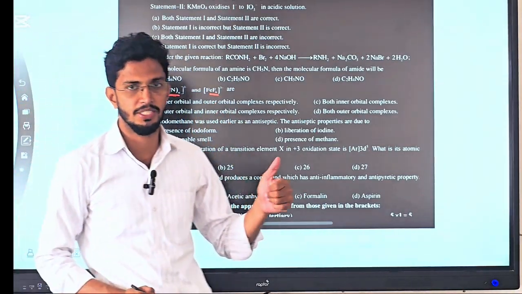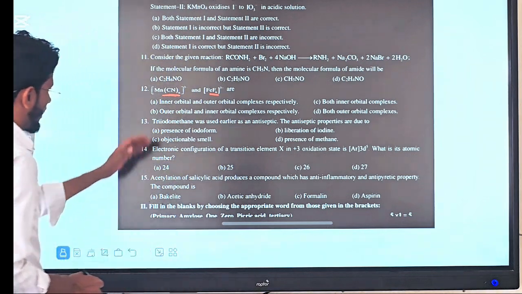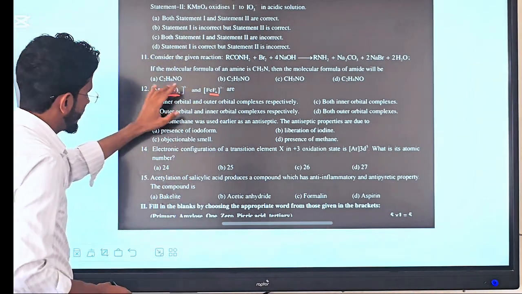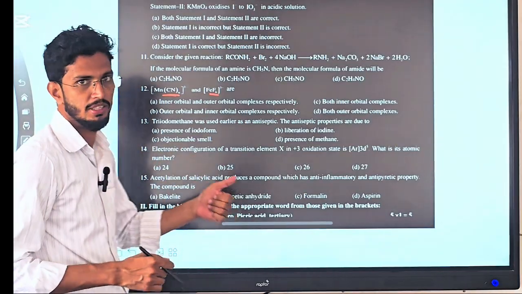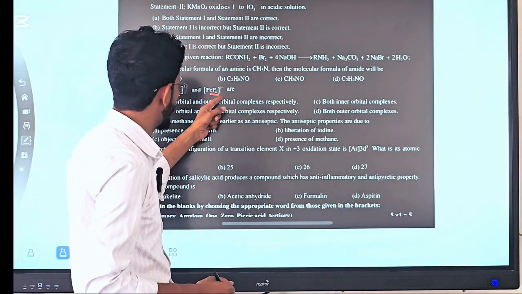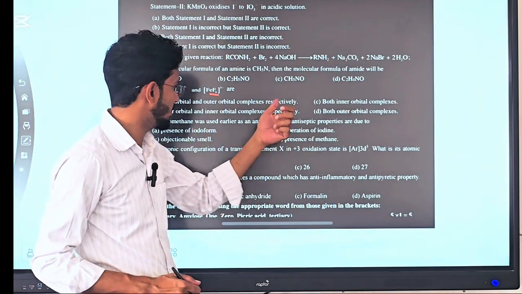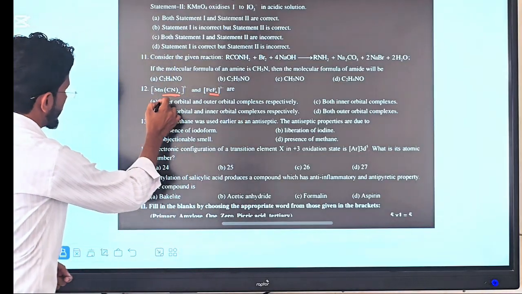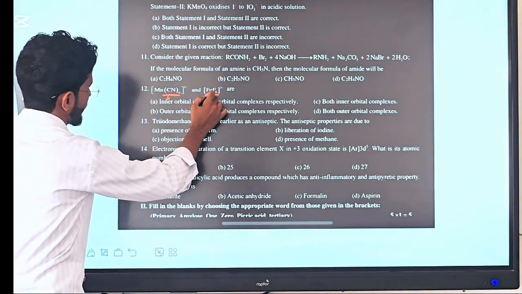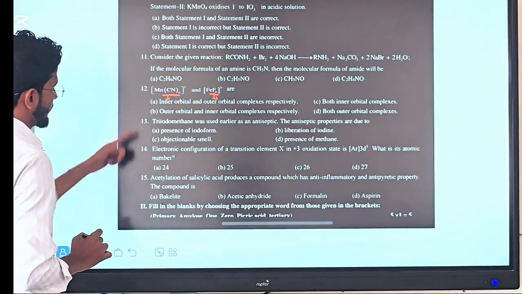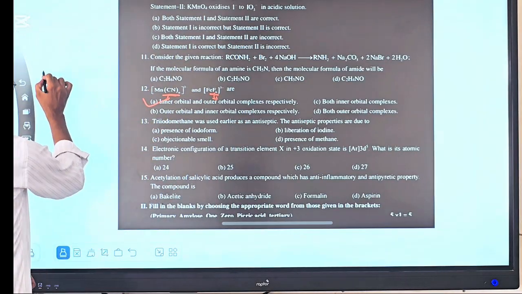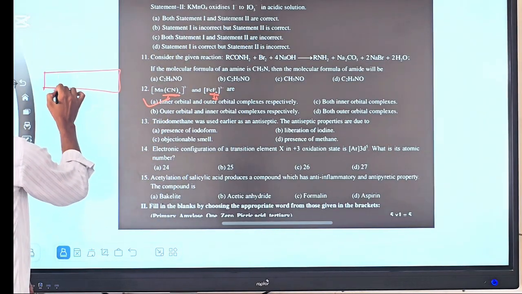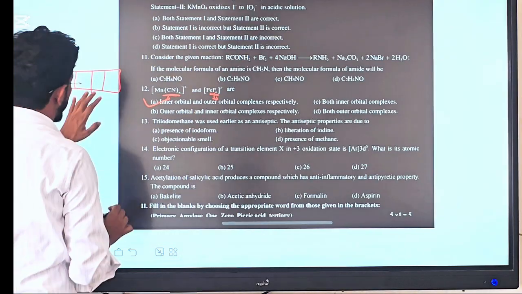If we apply VBT or CFT, either one, you will get that the strong ligand does the pairing of the d electrons, and the weak ligand does not pair the d electrons. That's why here the inner orbital complex forms and here the outer orbital complex forms. Then the answer will be inner orbital and outer orbital. Let me explain with this.